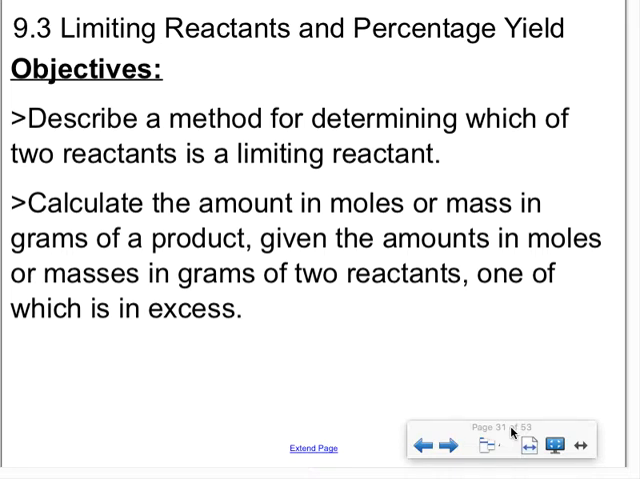So today I'm just going to focus on limited reactants, and we're just going to stick with moles. I'm going to show you a way to figure out, in a chemical equation, which of the two reactants is going to be a limited reactant. And I know that may not mean much to you right now.